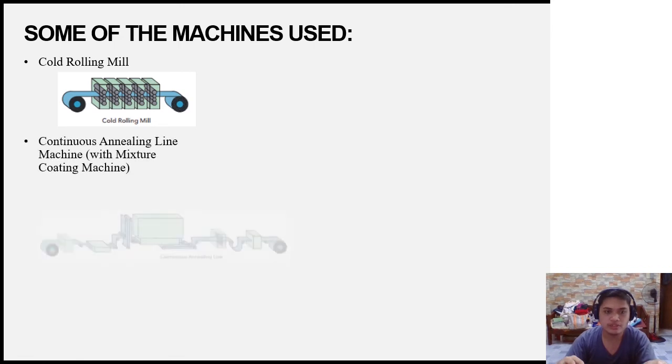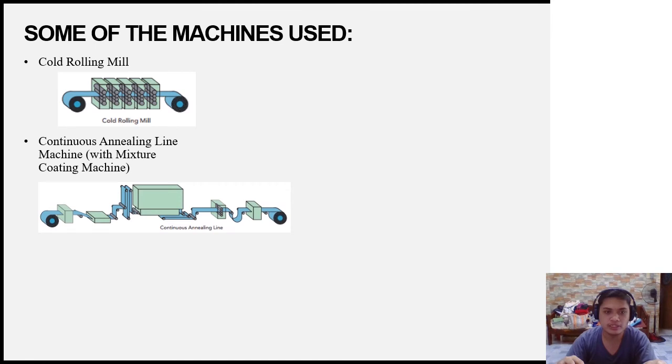Next is the continuous annealing line machine with mixture coating machine, where the mixture coating machine would be located here. Annealing. First of all, what is annealing? Annealing is a term used to be able to reduce the hardness of a material, to make the material bendable or to reduce the brittleness of the material.